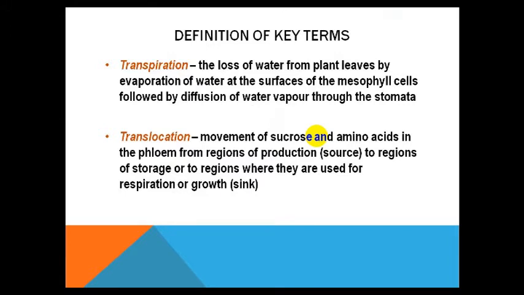The key term that we have covered is transpiration. Transpiration refers to the loss of water from plant leaves by evaporation of water at the surfaces of the mesophyll cells, followed by diffusion of water vapor through the stomata. So in short, transpiration refers to the water loss that happens in the plant through diffusion that takes place in the stomata. Transportation I will cover in our next online lesson.